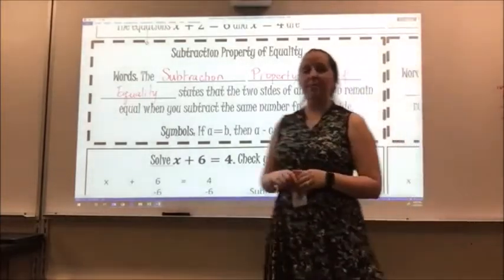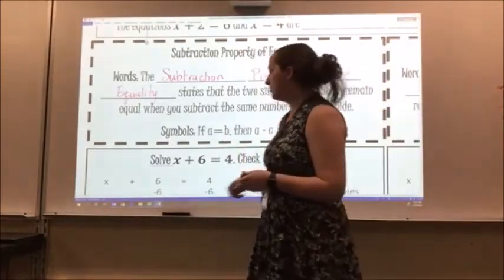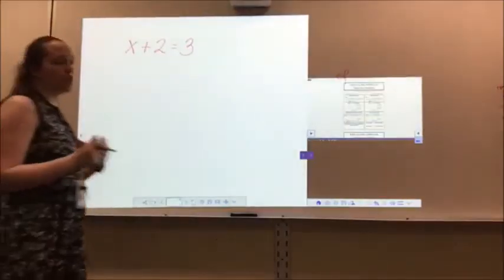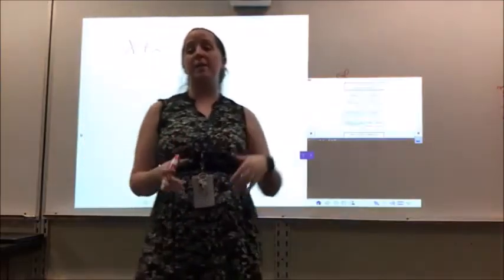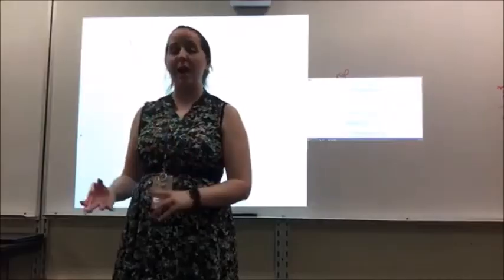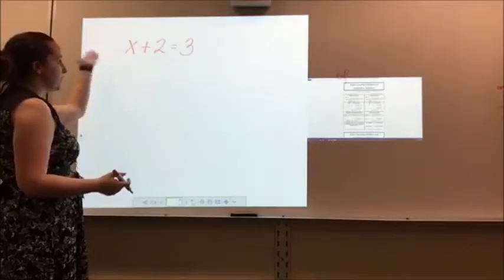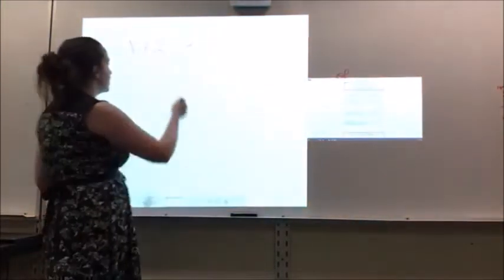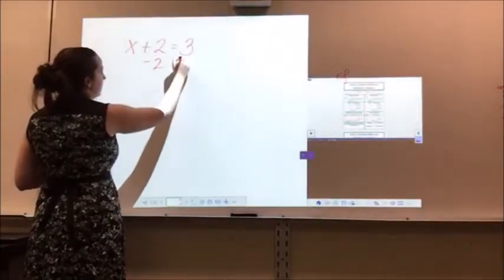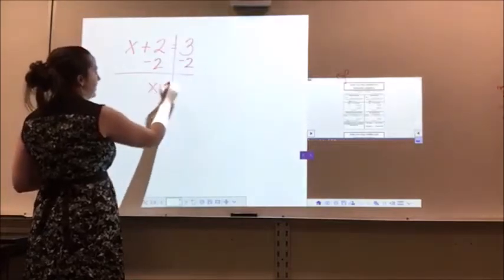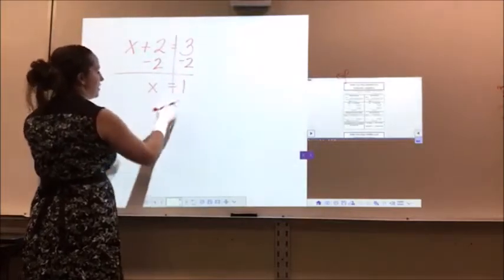So, for example, if I have the equation x plus 2 equals 3, the subtraction property of equality tells me that if I subtract a number from one side of the equation and subtract it from the other side, it remains the same. x plus 2 equals 3. Well, 1 plus 2 equals 3, right? So if I subtract 2 from both sides of my equation, I get x equals 3 minus 2, which is 1, so x equals 1.